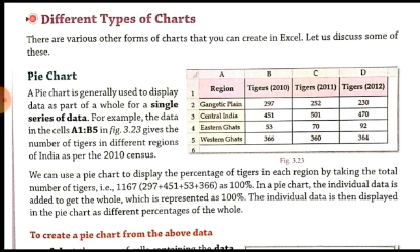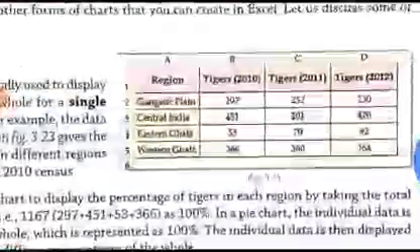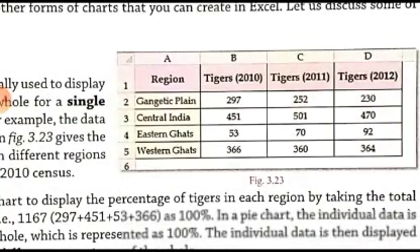Take the example of this figure which is shown here. In figure 3.23, the data in cells A1 to B5 gives us the number of tigers in different regions of India as per the 2010 census. We are having the data for 3 years: 2010, 2011, and 2012. And what is the data? We are having the data for the number of tigers in the 4 regions of the country. These are Gangetic Plain, Central India, Eastern Ghats, and the Western Ghats.